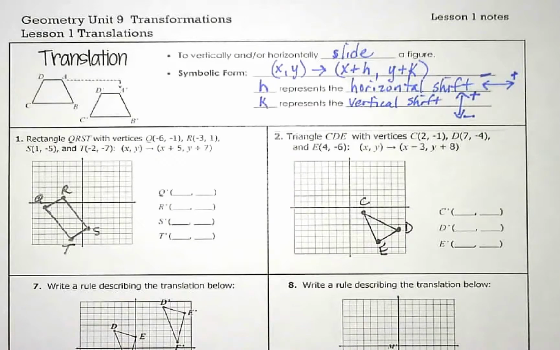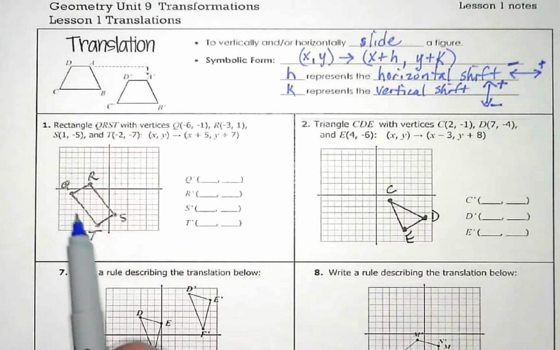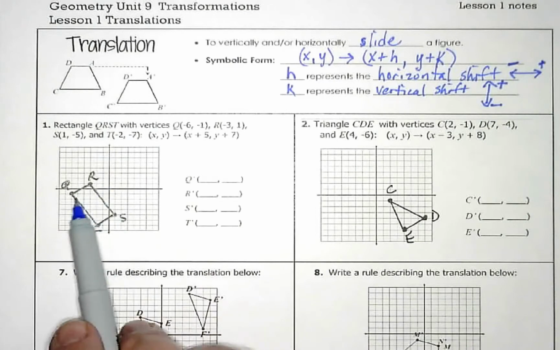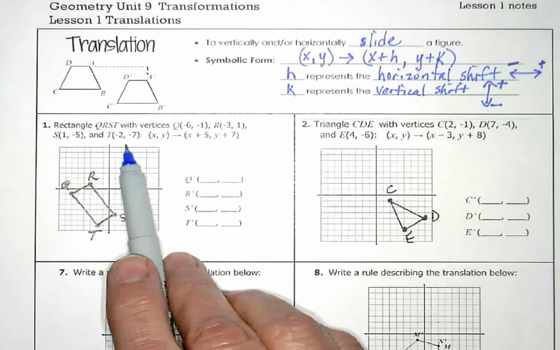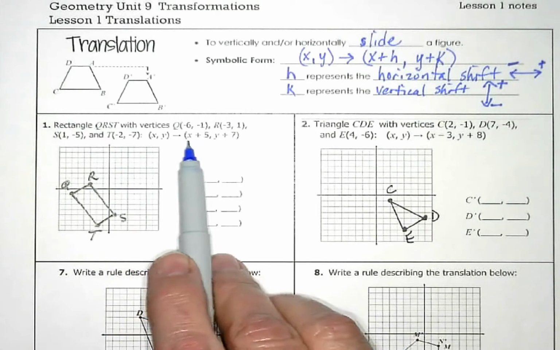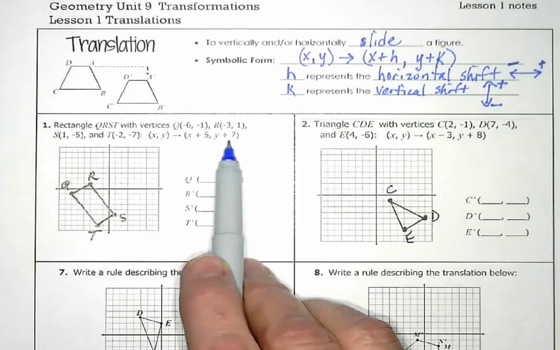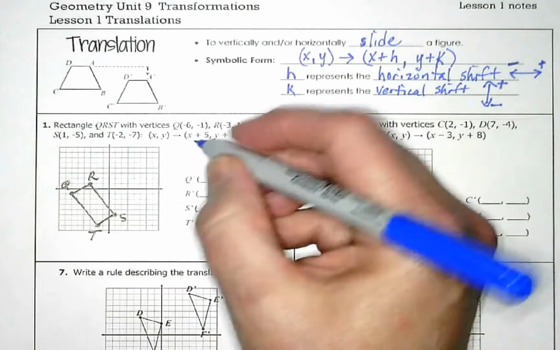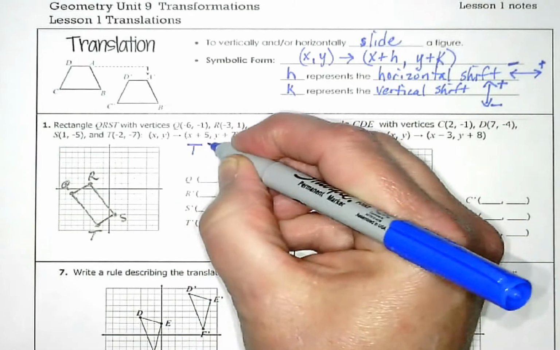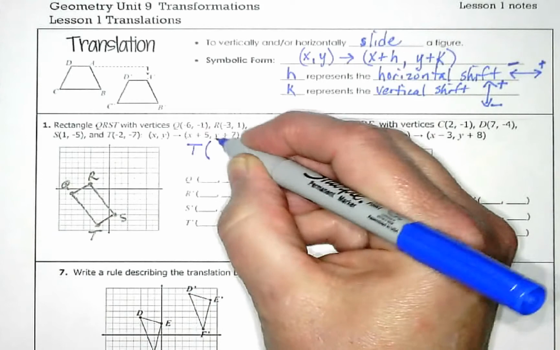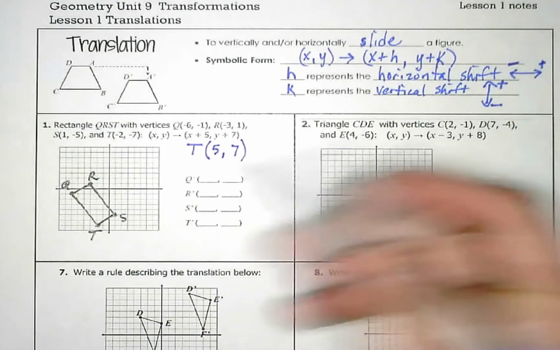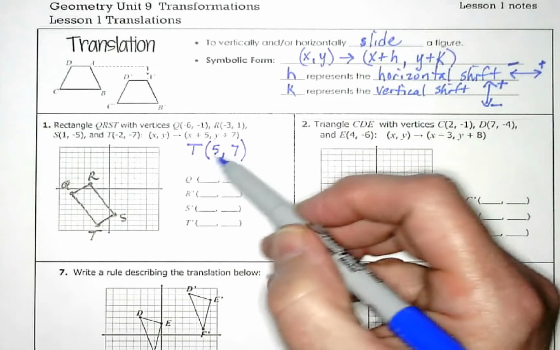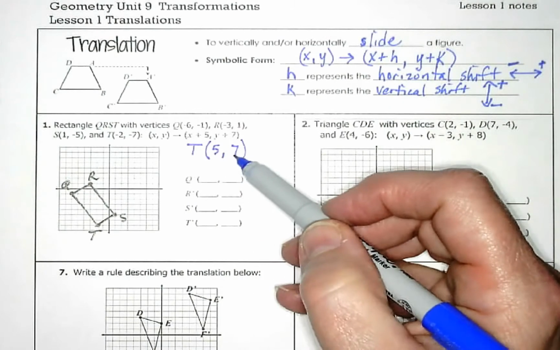Okay? So let's see how this is used. I've gone ahead and I've already put in the first figure that we're going to start with. This is called the preimage. And what we're going to do with this is we're going to take each of these 4 points and we're going to translate them using the rule x plus 5, y plus 7. Now that's the expanded version. Sometimes they will just put the rule like this: T for translate, positive 5, positive 7. Okay, and what does that mean? That's not a point. That's how we're going to move our points to get our new image.